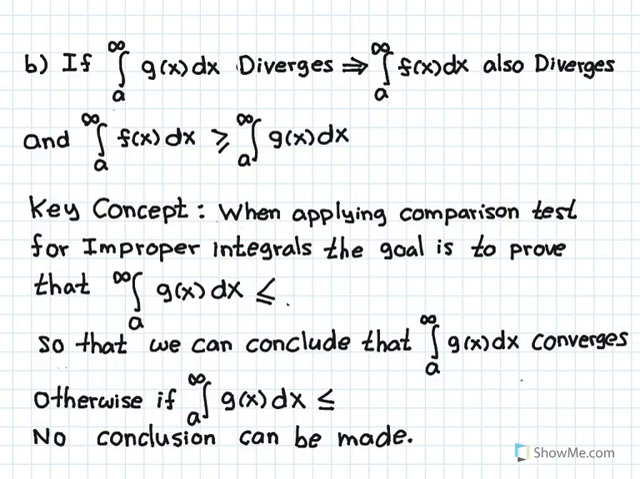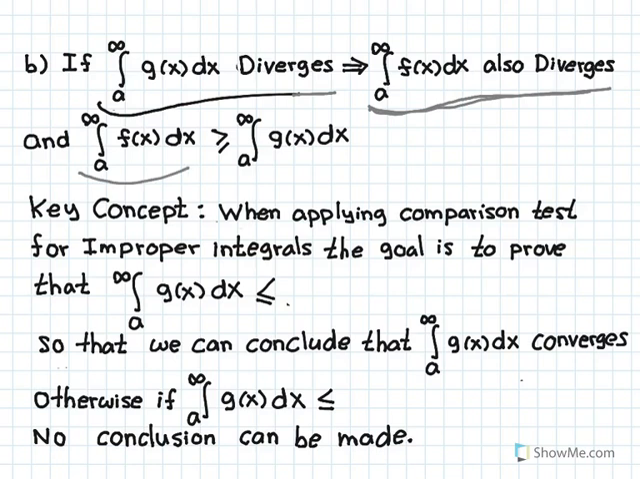Alternatively, let's look at another case. If the integral from a to infinity g of x dx diverges, that means the area is infinity, then the improper integral from a to infinity f of x dx also diverges. And the reason is because the area under f of x is larger or equal to the area under g of x. And if the integral from a to infinity g of x dx diverges, then certainly the integral from a to infinity f of x dx must also diverge.